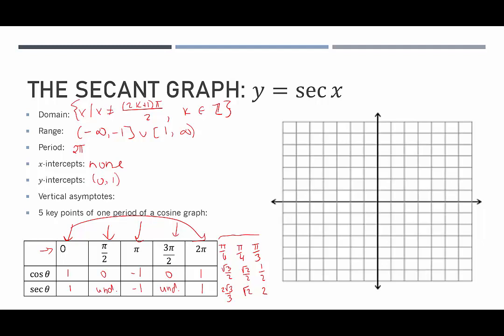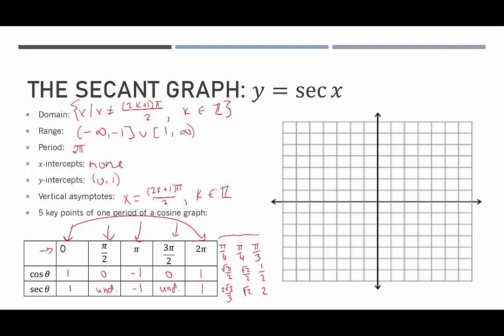Then lastly, the vertical asymptotes. So we're just going to steal from the domain, and we're going to say they're defined by x equals 2k plus 1 times pi divided by 2, where k is an integer. And that's going to provide that pi over 2, 3 pi over 2, so on and so forth.